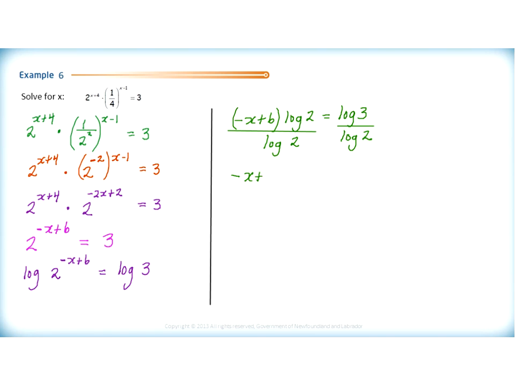That results in negative x plus 6 being approximately equal to the log of 3 divided by the log of 2. On your calculator, you will get 1.5850. Then we have 6 minus 1.5850 will approximately equal x. Therefore, x is equal to 4.4150. And that would be our final answer.